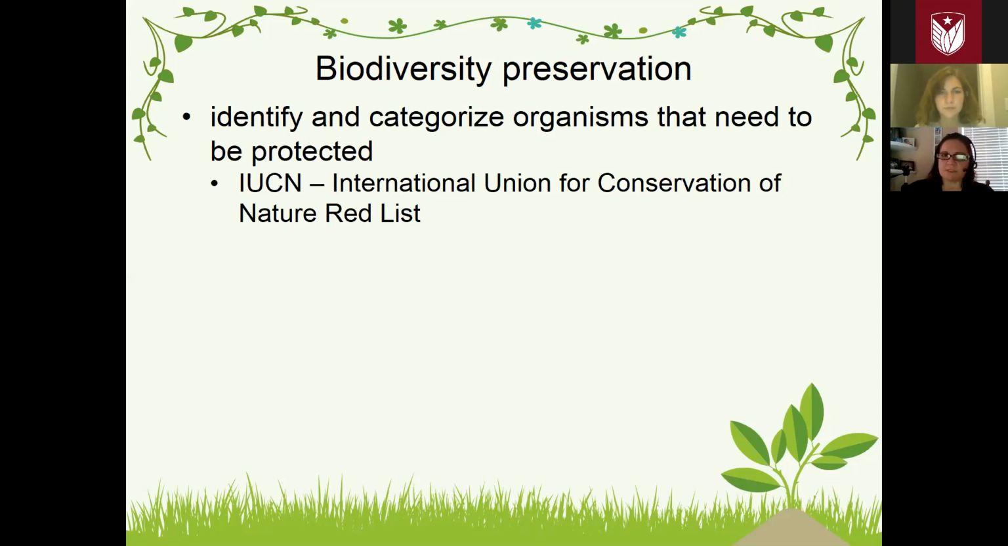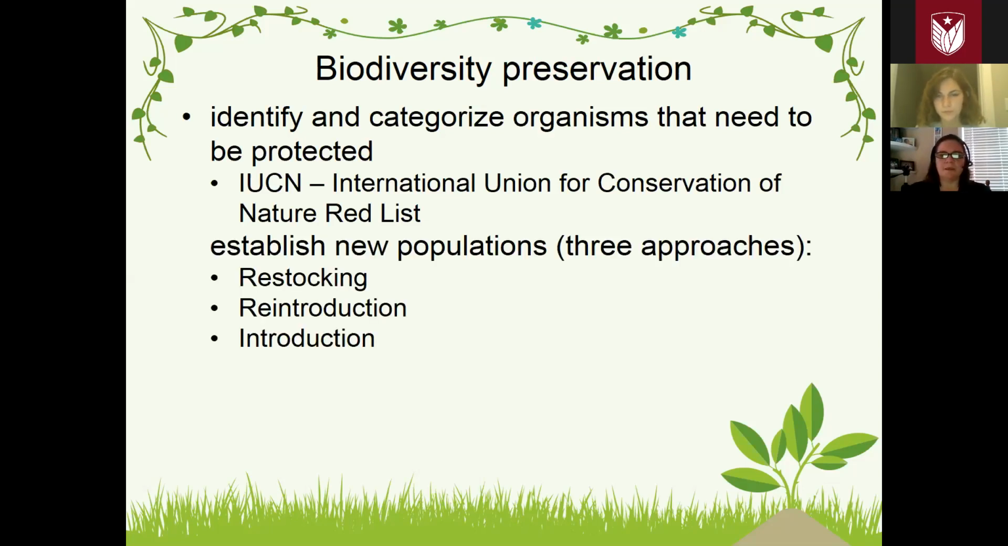So there's lots of research to be done there. There are three big approaches that are used to establish new populations where species have either completely been lost or have reduced in size. They can restock a particular area if the numbers have gone down. I know they do this with birds and with turtles and things like that, where in areas that have reduced numbers, they try to increase those numbers.